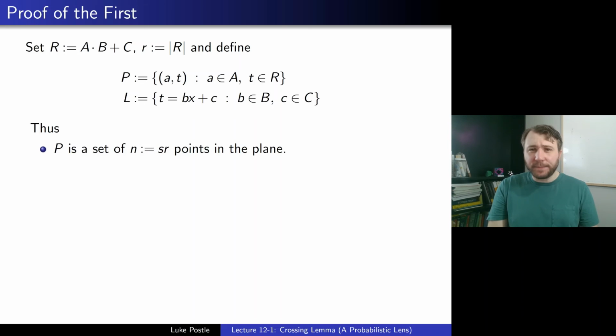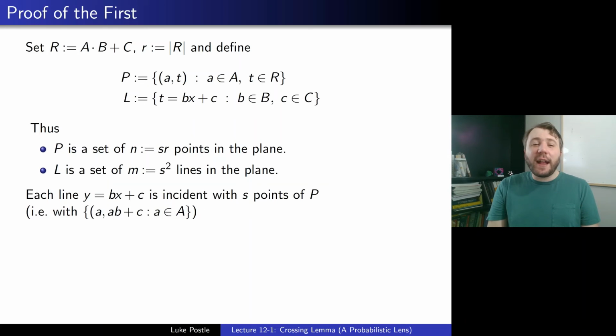That naturally gives points and lines. And then you can note that P is actually a set of n points in the plane, where n is S times r. So there are S choices for a, and then there are r choices for t. L is a set of m equals S squared lines in the plane, right? Because there are S choices for b and S choices for c, and those all give different lines. And now we're almost done.